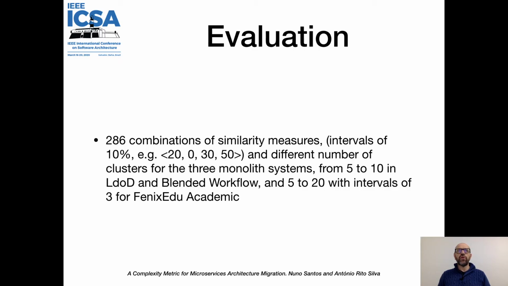And so we just apply different values for each one of the similarity measures, so that for the four different similarity measures the sum of the numbers is equal to 100. We have done this for all the intervals of 10%, and we have applied these for all, so these 286 combinations.